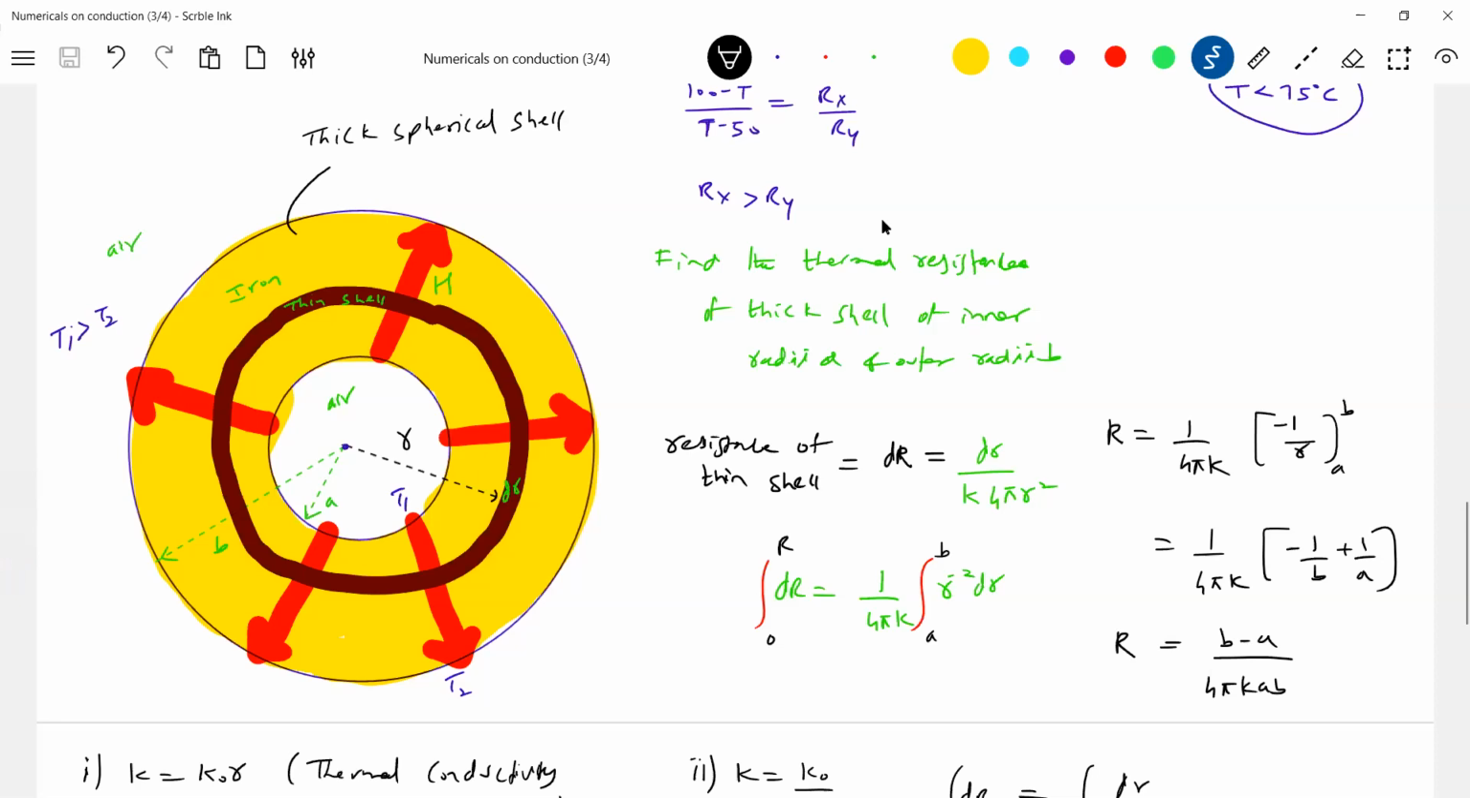Okay, now similarly, I want temperature. Anybody? How to bring the temperature? Because this is T1, this is T2, no? I want temperature. I'll write thicker so that it will be visible for you. I want this temperature at a radial distance R. What is the procedure we should follow?